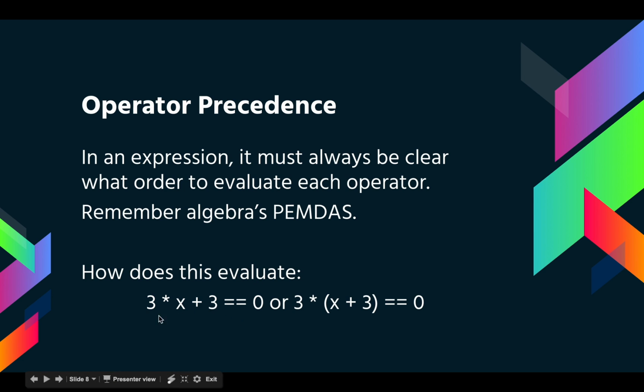But in this case below, in this entire expression, you're going to first go through and do the multiplications, or in this case the parentheses. So you can say x plus 3, and then that quantity times 3, and check to see if that equals 0. And then 3 times x plus 3 and check to see if that equals 0. And then you're going to use the or.